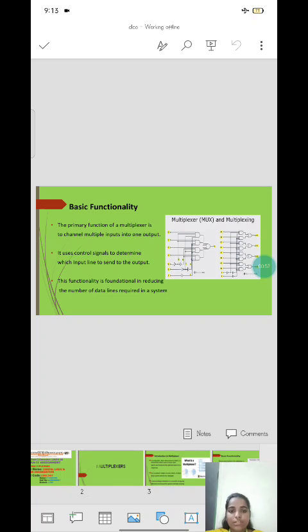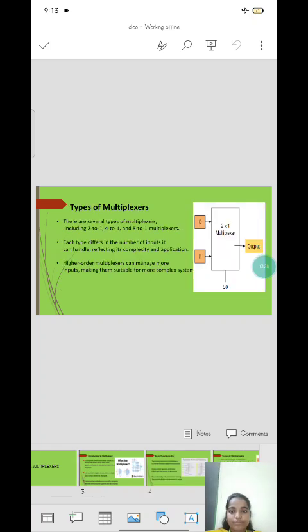Basic functionality. The primary function of a multiplexer is to channel multiple inputs into one output. That means we give multiple inputs at a time, but it gives only one output. It uses control signals to determine which input line to send to the output. This functionality is foundational in reducing the number of data lines required in a system.